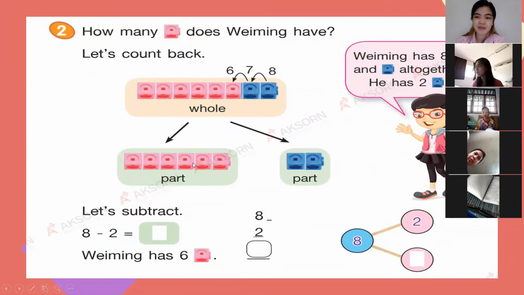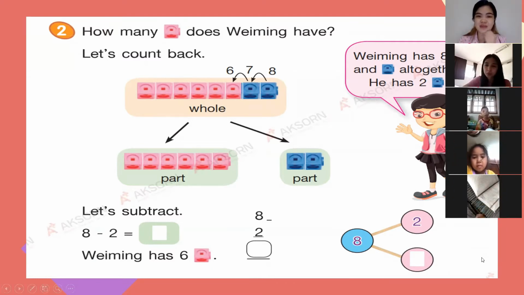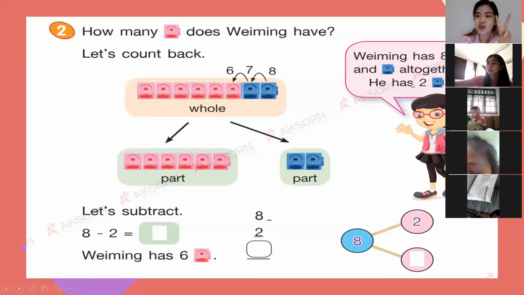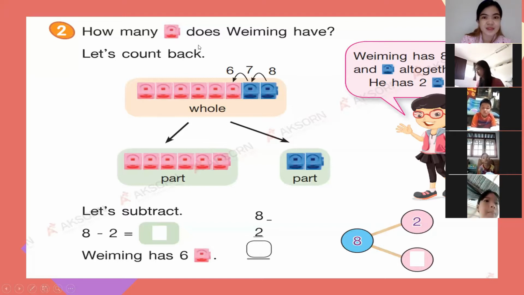How many blocks does Swimming have? So how many pink blocks does Swimming have? So Swimming has 8 pink and blue blocks altogether. He has 2 blue blocks. So we're going to count it back. Yes, so Swimming has 8 blocks altogether, and then the boy has 2 blue blocks. So we're going to count 8, 7, and then 6.